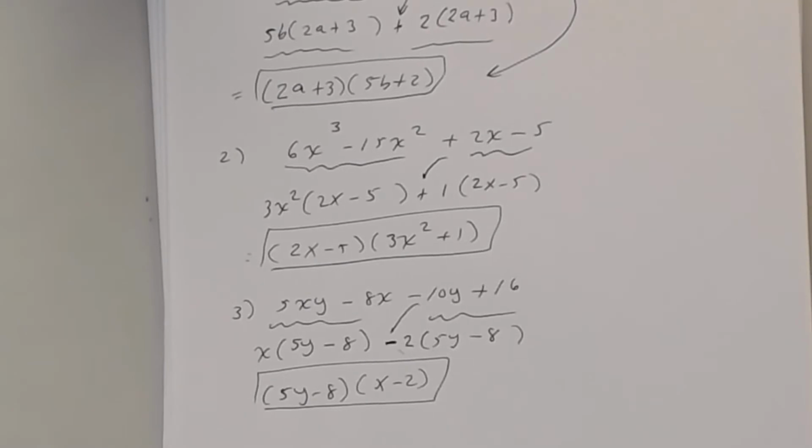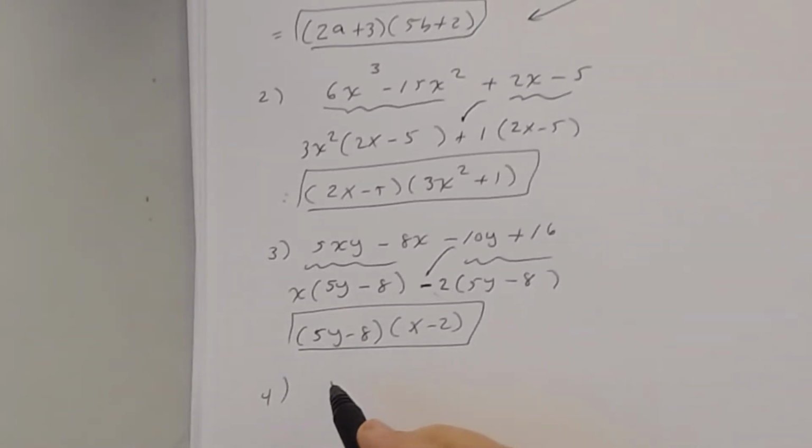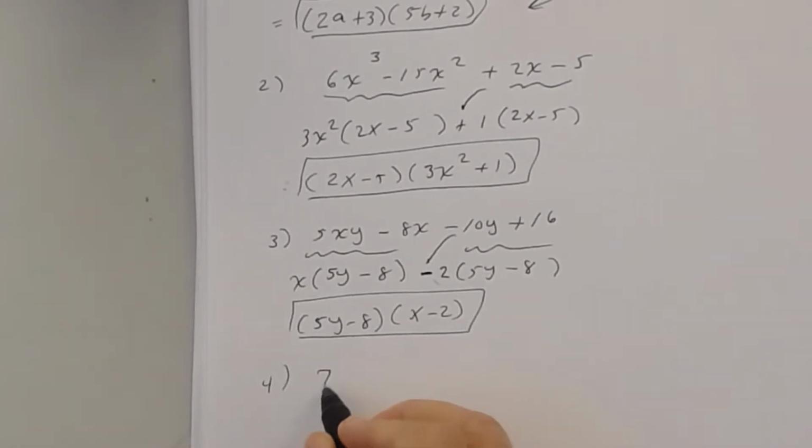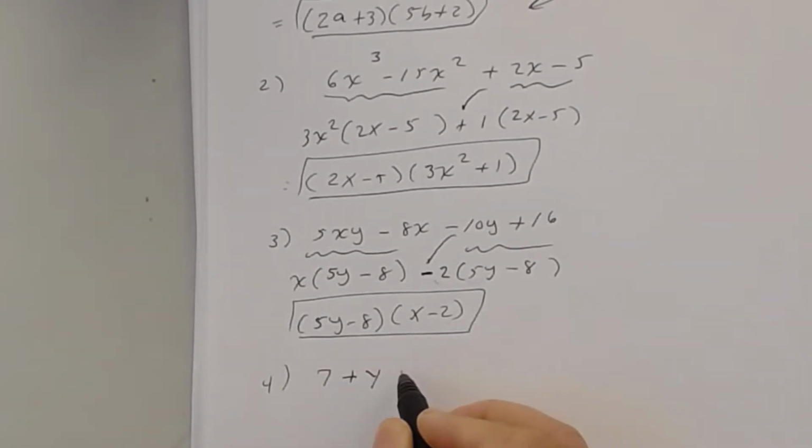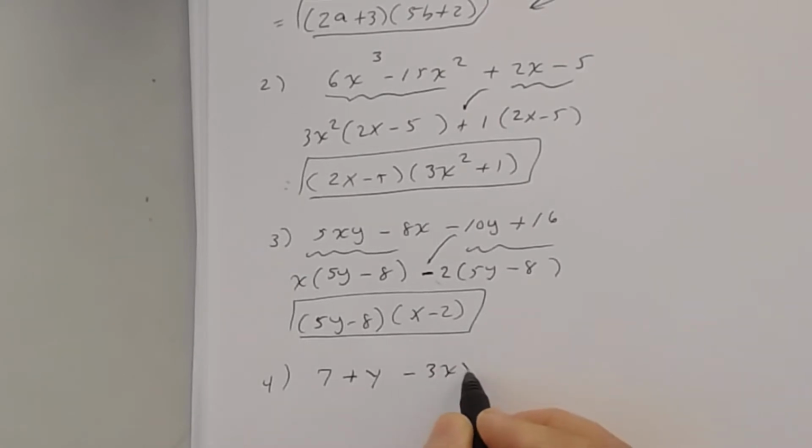So you wrote it as a product. You factored. Just remember, you've got to bring down that negative sign, though, and then think of the distributive property. Number 4, suppose you had this: 7 plus y minus 3xy minus 21x.